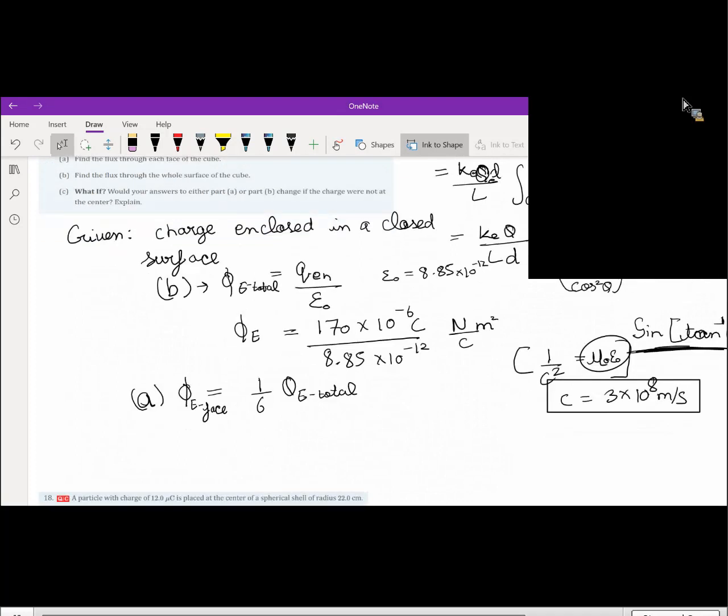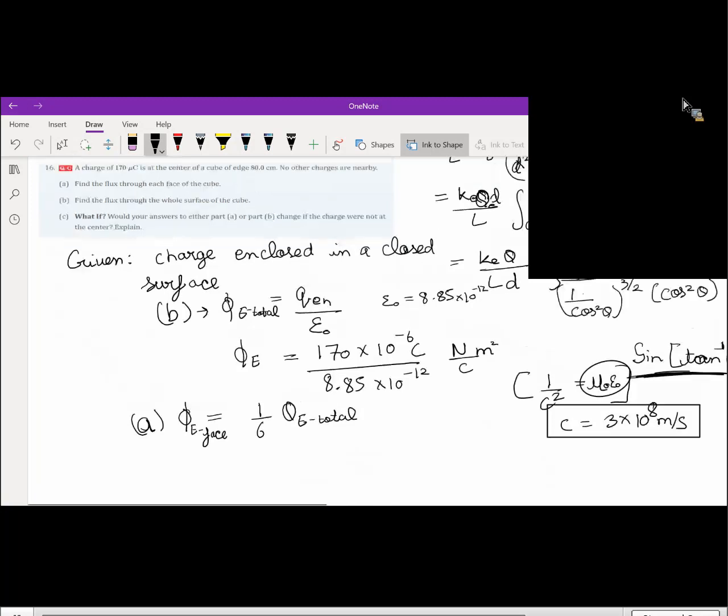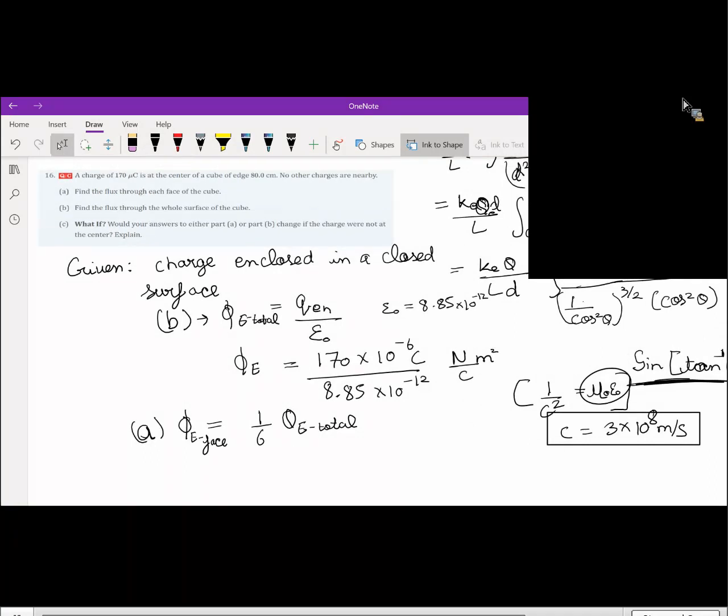I love that part. Okay, so let's go to part C. Would your answer to either part A or B change if the charge were not at the center? So we have yes or no. Let's vote for part A. Those in favor that yes, the answer of part A would change if the charge is displaced from the center of the cube, say yes. If somebody thinks it won't change, type no. Okay, let's see. Everybody's no.